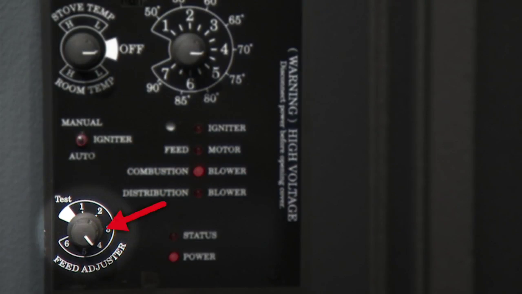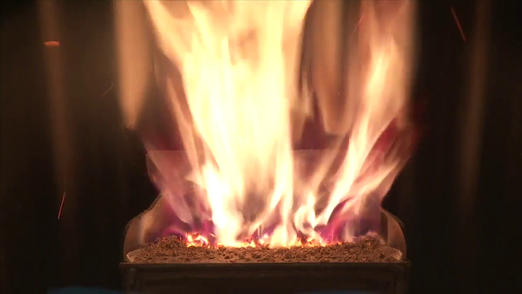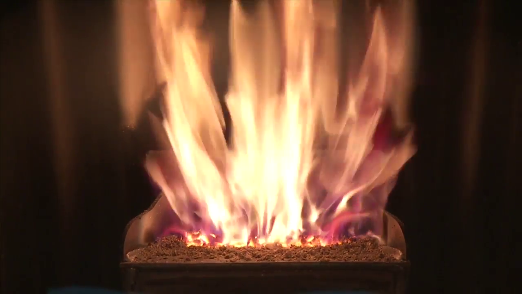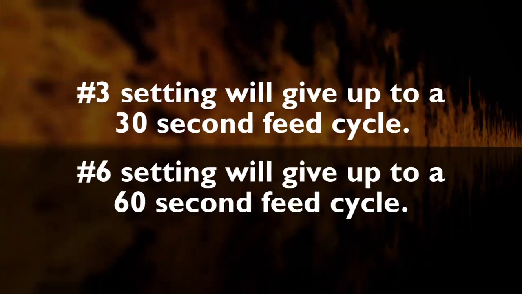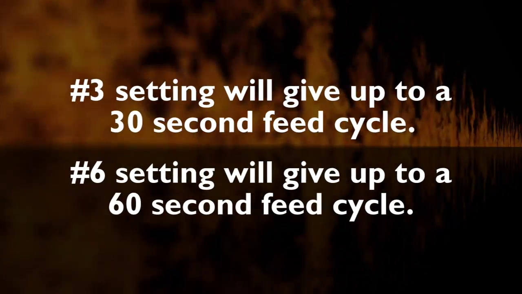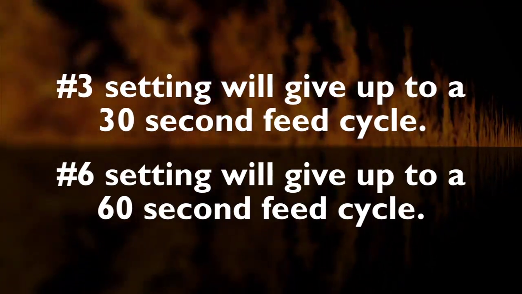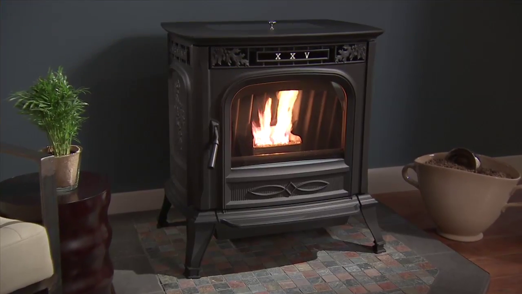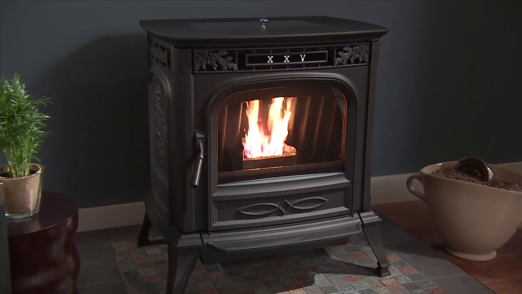The feed adjuster allows you to limit the amount of pellets being fed to the burn pot, therefore also affecting heat output. For example, number 3 setting will give up to a 30-second feed cycle. Number 6 setting will give up to a 60-second feed cycle if needed. The feed adjuster can also be thought of as a fuel quality adjustment setting.